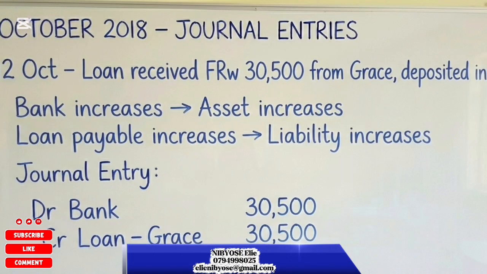And then on 12 October, the loan received of 30,500 Rwandan francs from Glass deposited in a bank. This means that the bank increases as an asset and loan payable increases as a liability. Remember that when a liability increases, we credit, which is not the same as an asset. So here we are going to debit bank account by 30,500 and credit loan as a liability by 30,500.